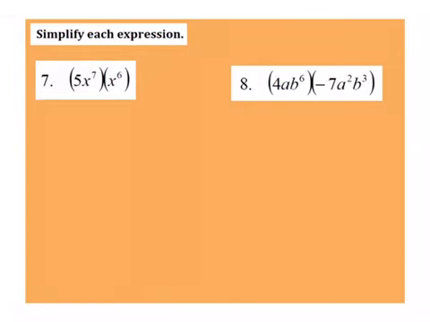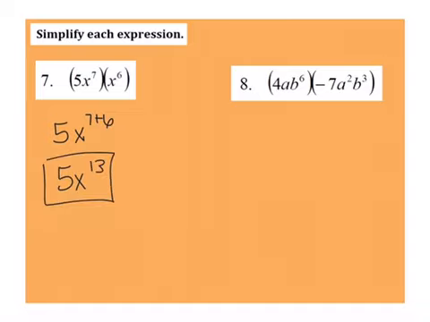So for number 7, 7 is telling me I'm multiplying. So when you see two parentheses next to each other, we're multiplying those things. So I still have that 5, and then when I multiply, I add the powers. So I'm going to end up with x to the 7 plus 6. So my final answer is going to be 5x to the 13th.